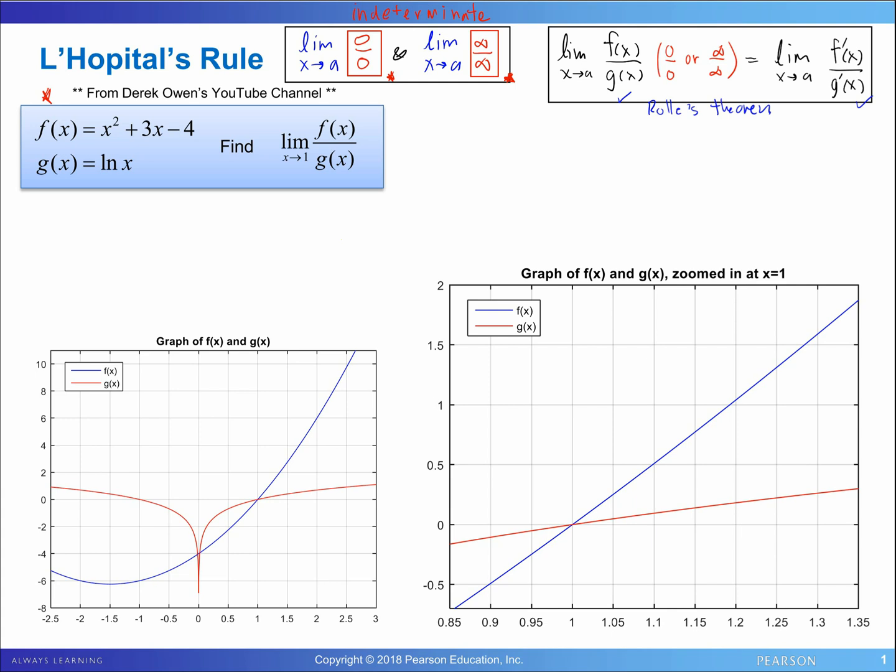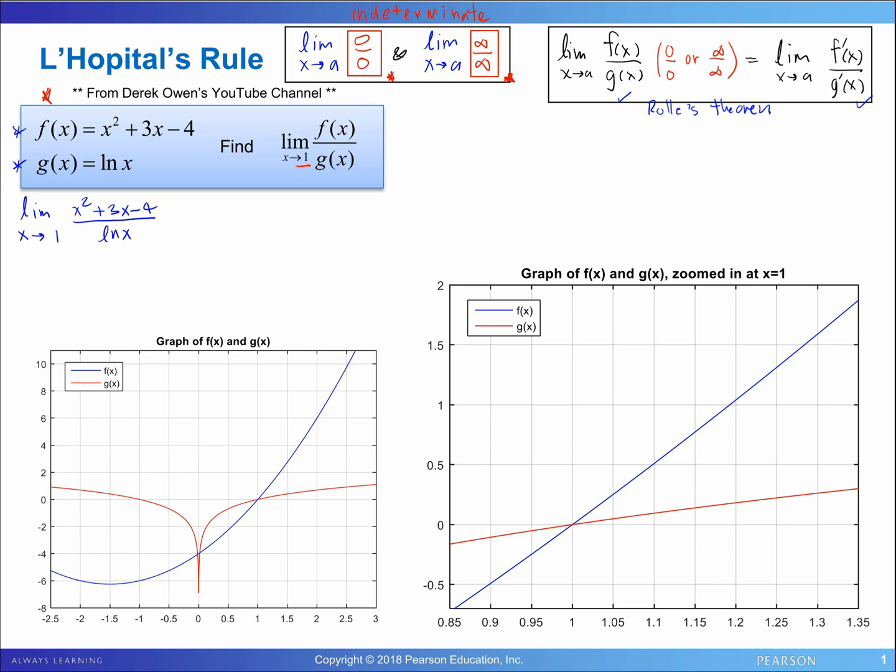Now let's get started. Here we have two functions, f of x equal to x squared plus 3x minus 4, and another function, g of x equal to ln x. And then we want to find the limit of the fraction between them, f of x divided by g of x, when x approaches 1. Right here. So let's work on that down here. f of x, which is equal to x squared plus 3x minus 4, divided by g of x equal to ln x, when x approaches 1.